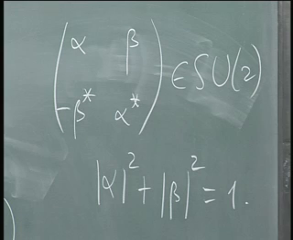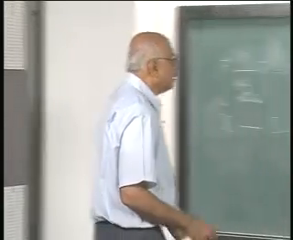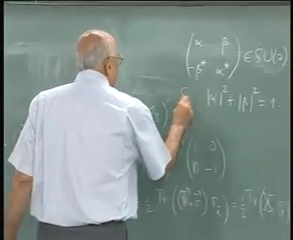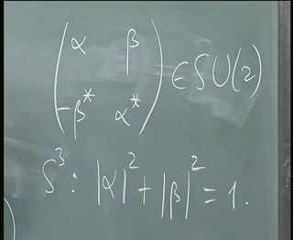It is parameterized by 2 complex numbers alpha and beta, satisfying mod alpha squared plus mod beta squared equal to 1. Okay. But what sort of object is this? It is alpha 1 squared plus alpha 2 squared plus beta 1 squared plus beta 2 squared equal to 1, that in the space of 4 real parameters alpha 1, alpha 2, beta 1, beta 2 is the surface of a sphere of unit radius. So this is S3. Okay.